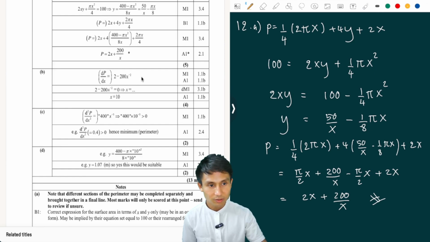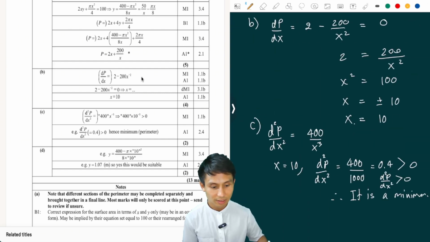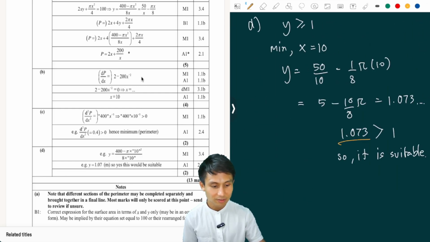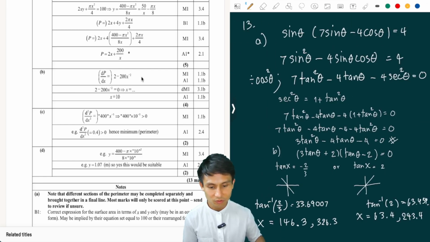Yep. I got y first to be that, and then I showed, and then got x to be 10, and then I sub, so I get 0.4, which is greater than 0, so that's a minimum. And then the last part, that is greater than 1, so would be suitable. Nailed it.